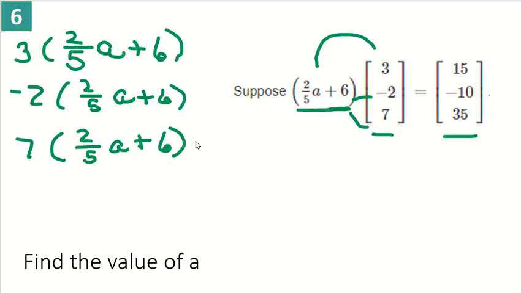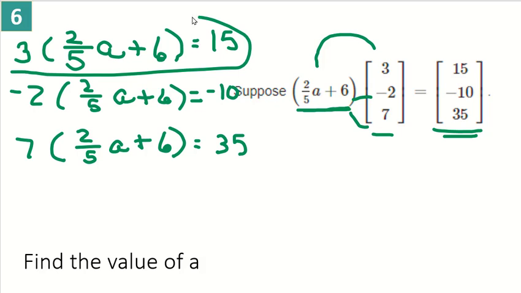Okay, now all of that's going to equal to the corresponding number in this resulting matrix. So the first one is going to equal to 15. The second one's going to equal to -10. And the third one's going to equal to 35. So let's pick one of those equations and let's solve for A.